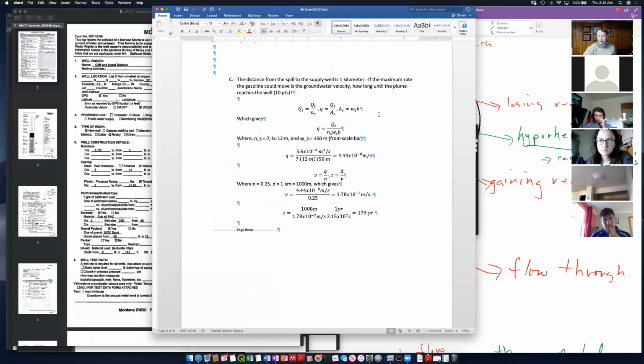But the basic thing I wanted to do is calculate the Darcy flux, little q. You could do it a variety of ways. Then use v is equal to q over n. And then finally, the time is equal to the distance over the velocity. You should have gotten an age on the order of 100 years or so.